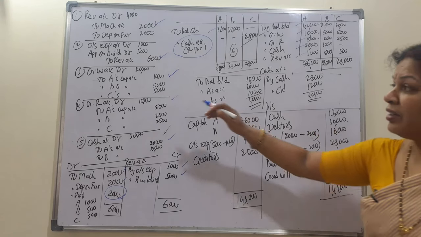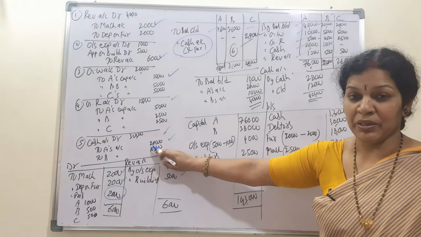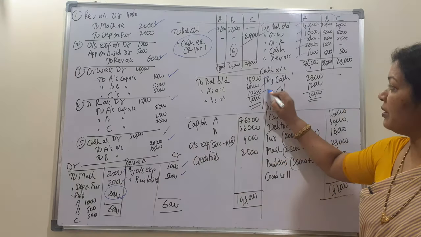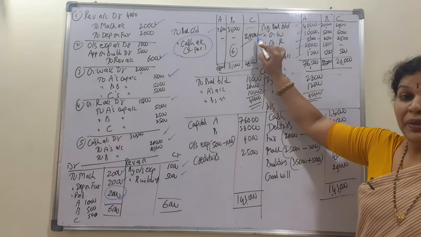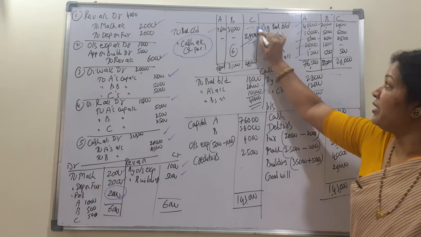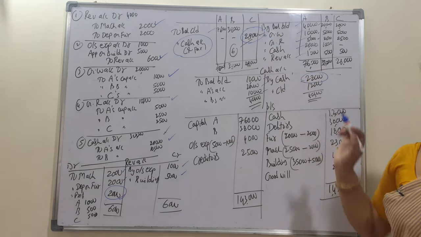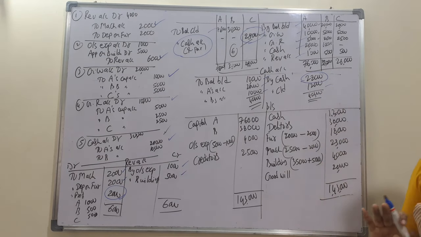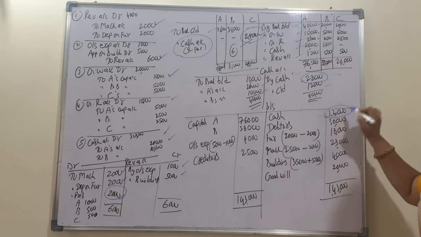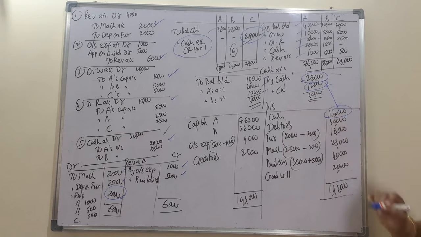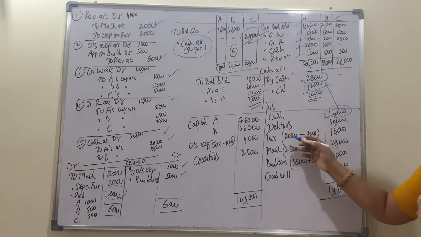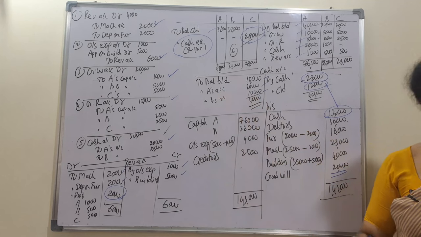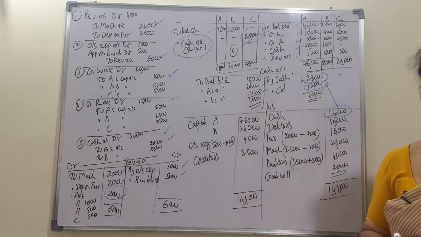Cash account, what is there? One is the opening balance, and the additional capital brought by A and B. Then we are paying it off to C. This 28,000 comes on the credit side. Then ultimately you got closing cash of 12,000. In the balance sheet also we have taken the same amount, 12,000. You know the rest of the items: debtors, furniture, machinery, building and goodwill. Remember this goodwill. Goodwill is raised. It is in the business only. That is the reason we have shown it in the balance sheet.